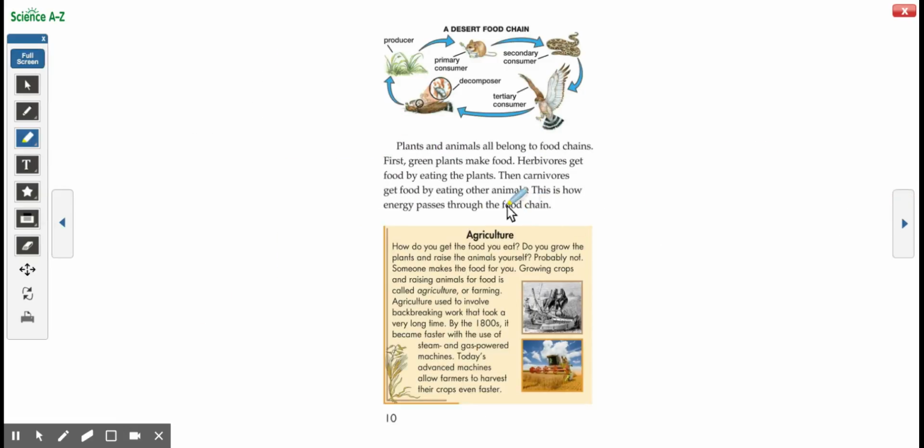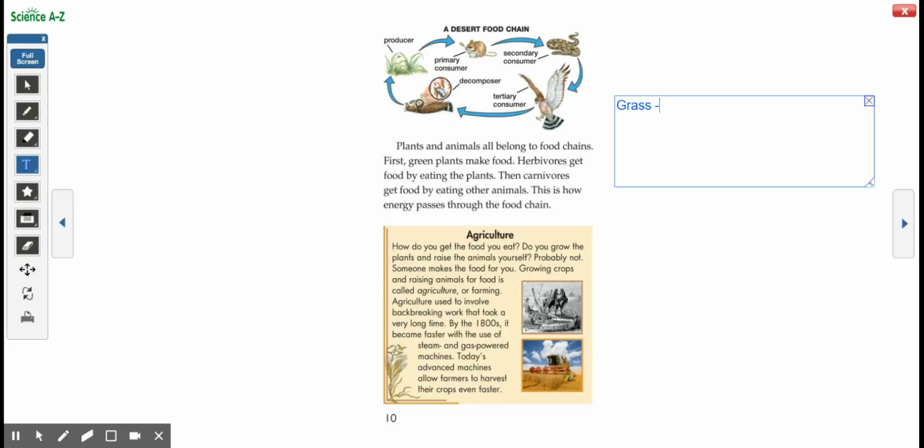All right, plants and animals all belong to the food chain. So this is how the food chain works. And I know they have a little picture up there, but it's a little confusing. So first, plants make the green food. So let's say we have a blade of grass. We have some grass. Grass makes its own food because it's a plant.